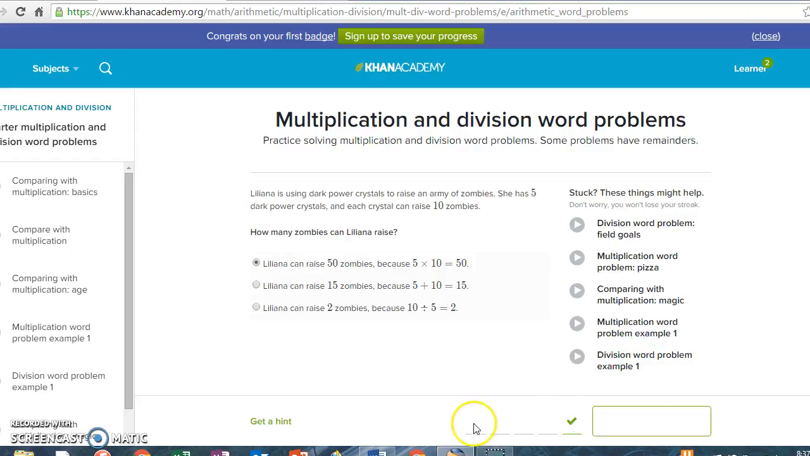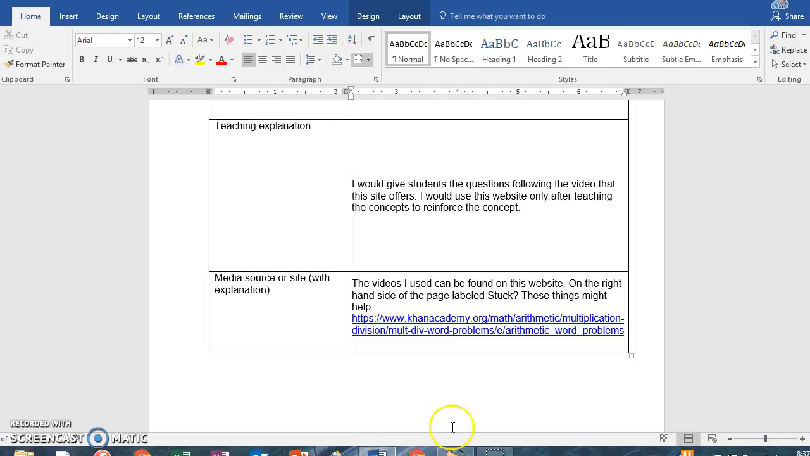And then maybe, if they could get 5 correct in a row, then they could be done, because they would have mastered the content already. But I just felt that the video was the best form of media for this specific standard. That's why I selected it, and that's my media activity.